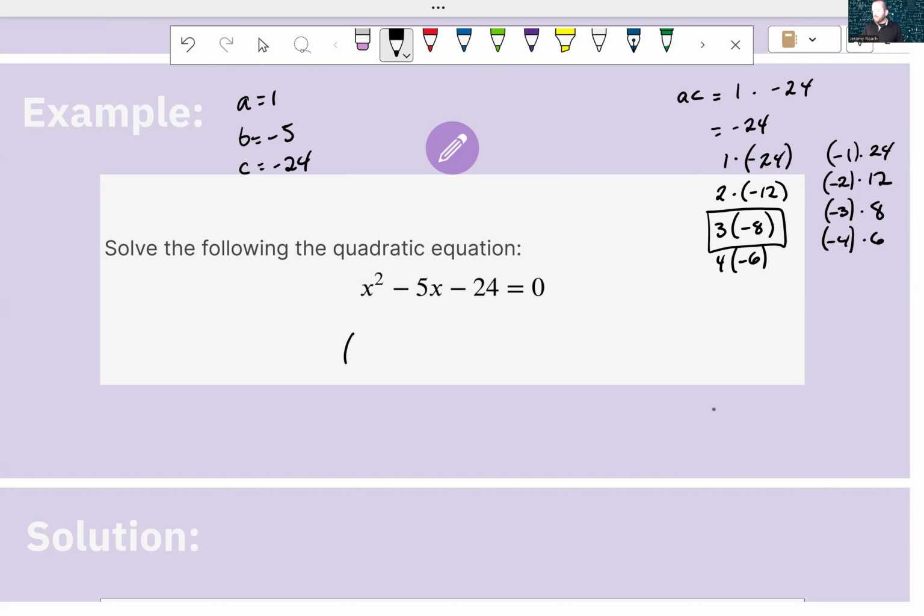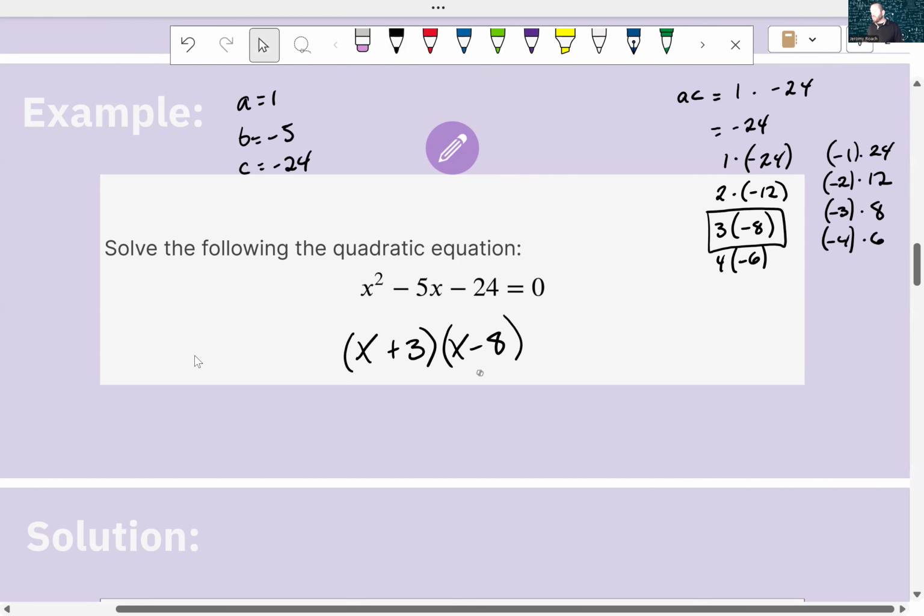So we can just write this out like this. The quantity x plus 3, times the quantity x minus 8. And that's how we write this in factored form, given the quadratic equation. This is called the AC method, or just factoring a quadratic.